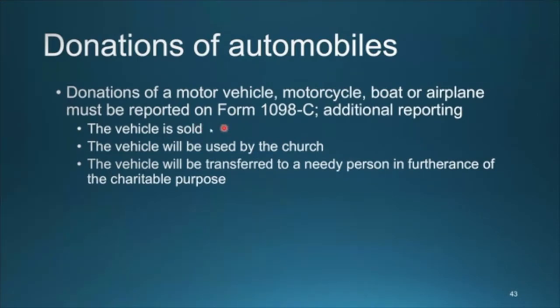So if you sell the vehicle, you've got to check mark the box if it's $500 or less. If you sell it for more, there's a special reporting you have to do to indicate that you sold it for more than $500. All right. The vehicle will be used by the church. There's a check mark box for that. Maybe somebody gives a van and you're going to keep it and use it for church purposes. That's great. There's a place to indicate that on the form. Or if the vehicle is going to be transferred to a needy person in furtherance of charitable purposes, there's a place to check mark that on the form as well.